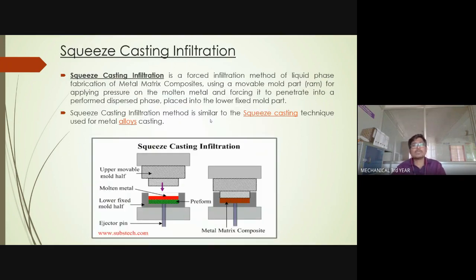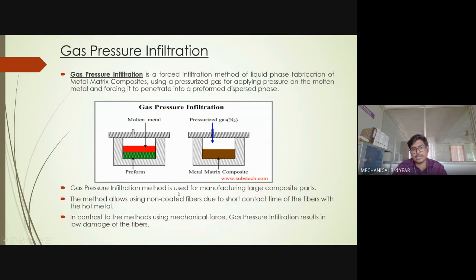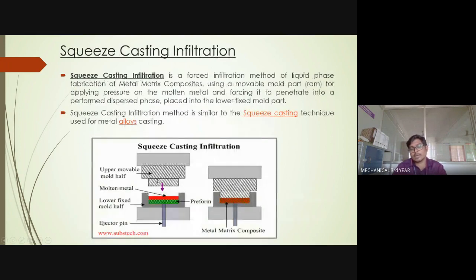So the next thing is squeeze casting infiltration. Squeeze casting is nothing but applying a squeezing pressure. Just consider that you are squeezing a lemon or something. The same thing is going to happen here. The diagram is quite similar to your previous slide, but the only thing is we have an upper die and a lower die here.